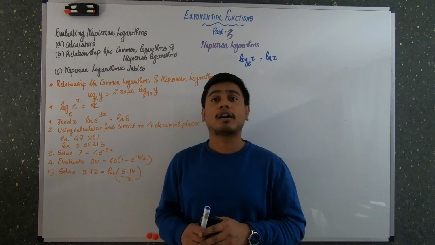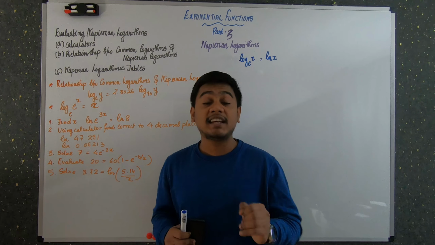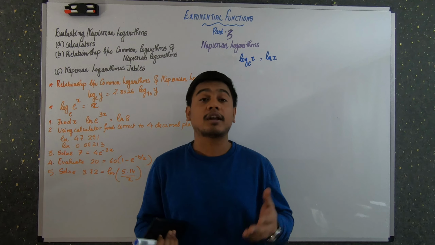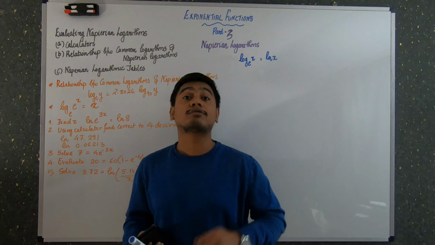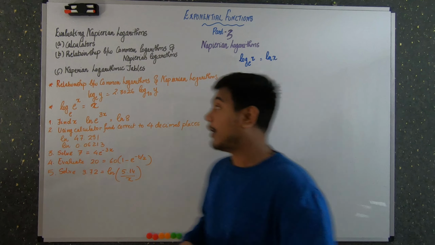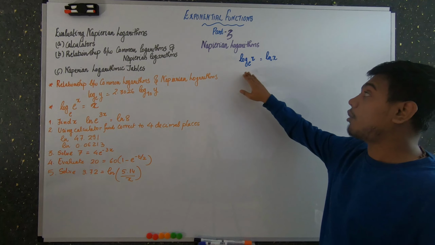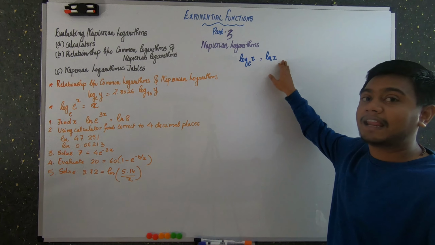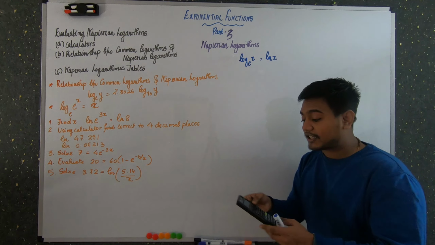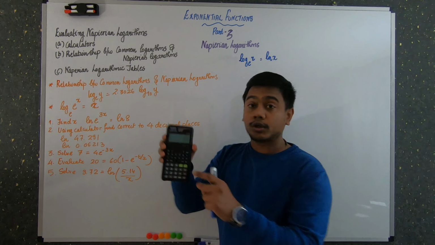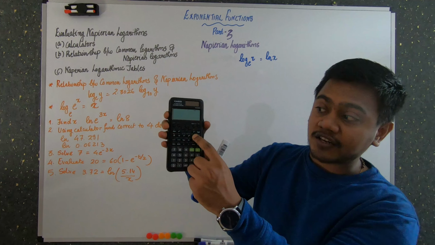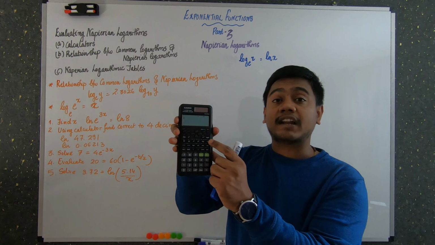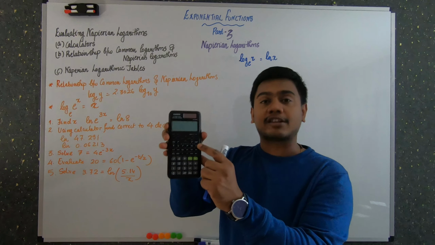What are these Napierian logarithms? Logarithms having a base e are called Napierian logarithms, also known as hyperbolic logarithms or natural logarithms. So the logarithm of x can be written as log to the base e of x, or it can be abbreviated simply as ln x. In your scientific calculator, you can see two kinds of logarithmic functions. One, log, determines the common logarithm, and when you select ln, it determines the natural logarithm.